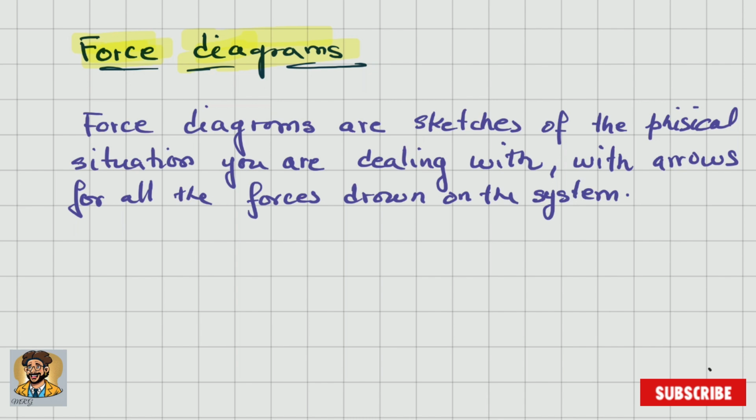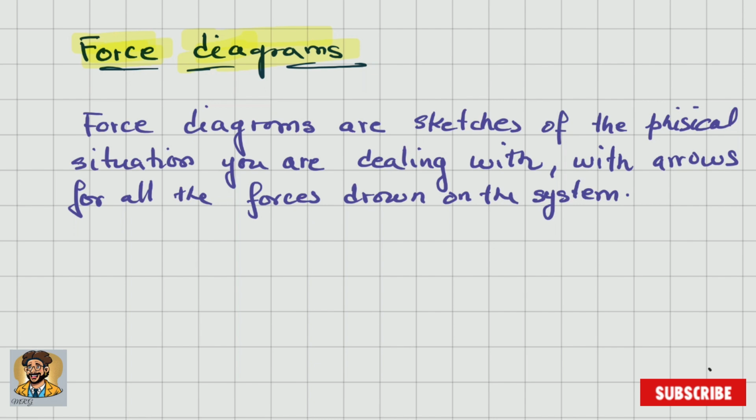Let's start by defining a force diagram. So, what is a force diagram? A force diagram is a sketch of the physical situation you are dealing with, with arrows for all the forces drawn on the system. In this sketch, we're going to represent the object that we're dealing with, and on the object we're going to represent all the forces acting on that object using arrows.